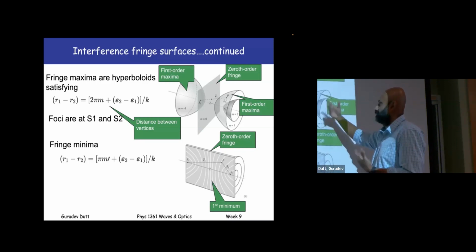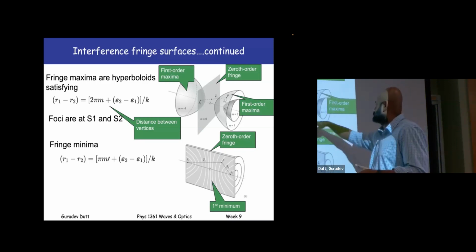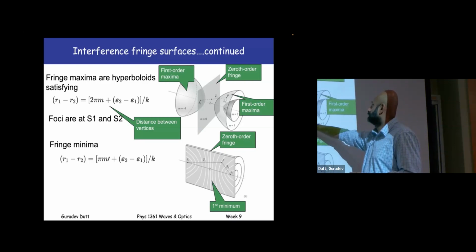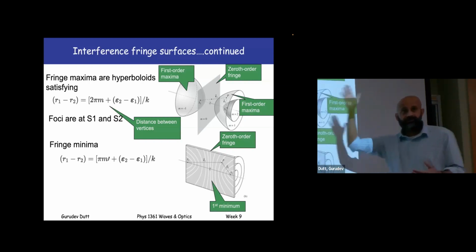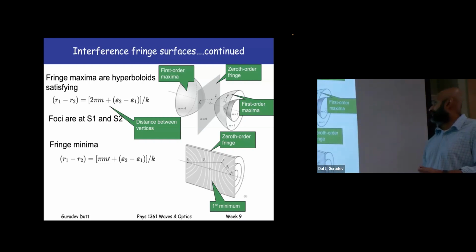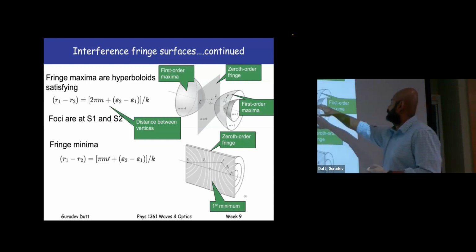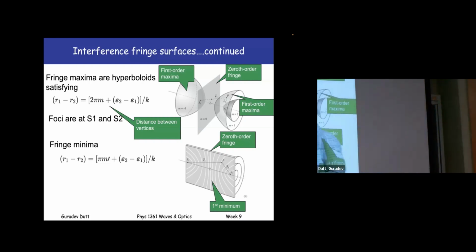Of course, m can be any integer. So m equal to 0. When m equal to 0, the points in this plane are exactly equidistant from S1 and S2. That's the plane that cuts the line between S1 and S2, the bisector. And that whole plane is called the 0th order fringe, because the order is 0, and that means all the points there are equidistant from S1 and S2.